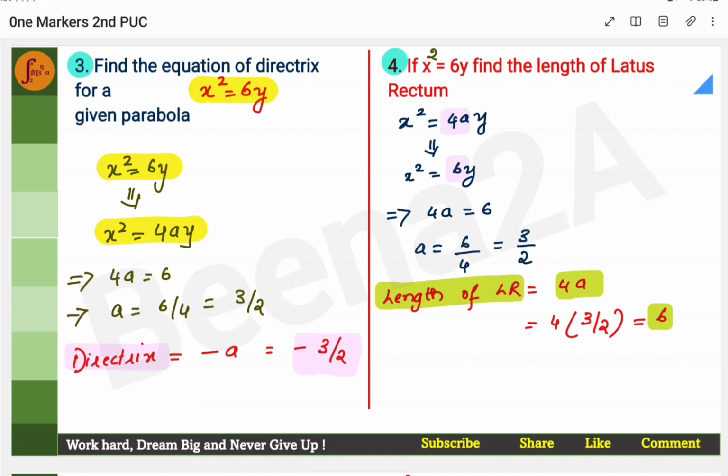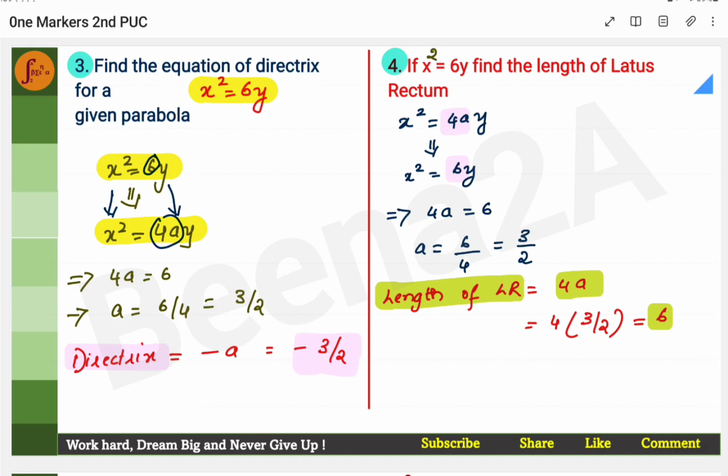So, what does this indicate? X and x is same, y and y is same. Therefore, 6 and 4a should be same. So, 4a is equal to 6. Therefore, a is 6 by 4, which is 3 by 2. So, I have the focus. Now, why do I need to find the focus? Because the directrix would be minus of the focus. So, whatever is the focus, opposite to that is the directrix. So, if the focus is 3 by 2, the directrix will be minus 3 by 2.